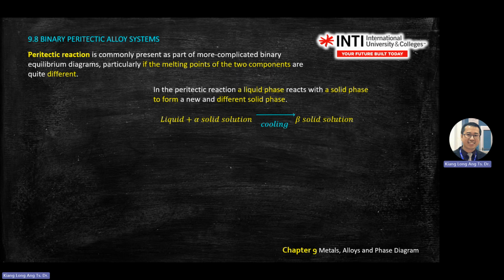So eutectic, you get liquid become two solids. Peritectic, you get liquid plus solid become another solid. It is commonly present as part of a complicated binary diagram, particularly if the melting points of the two components are quite different.